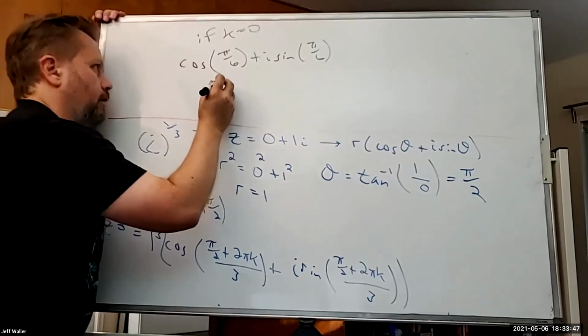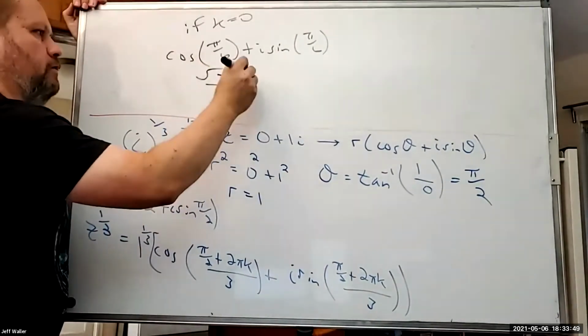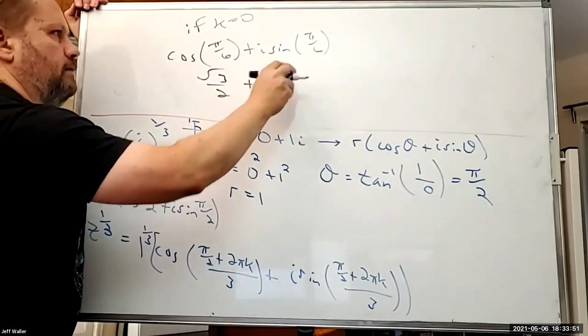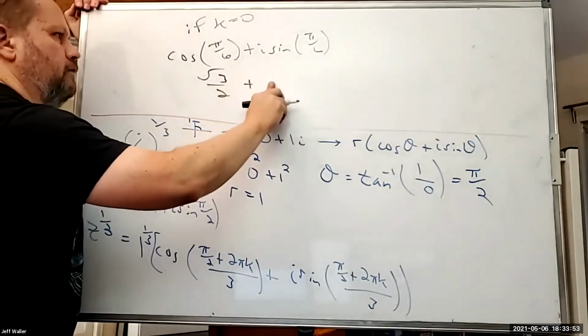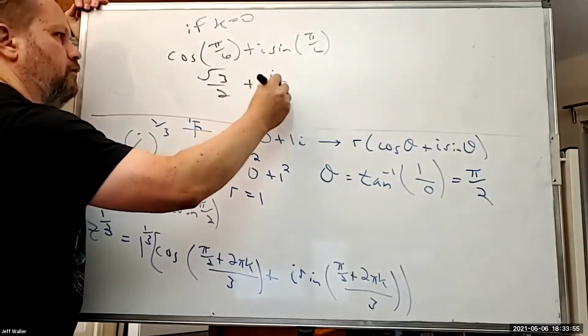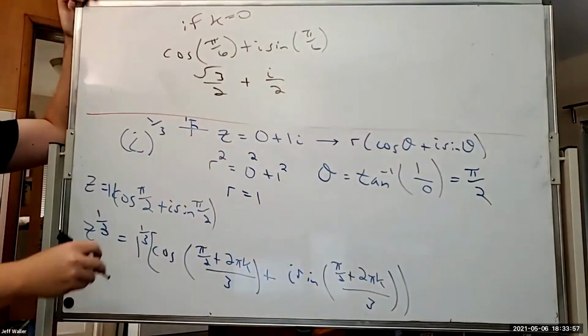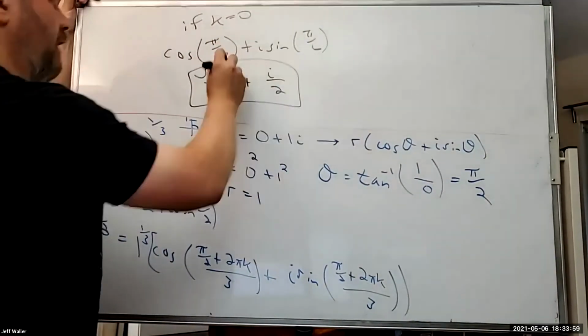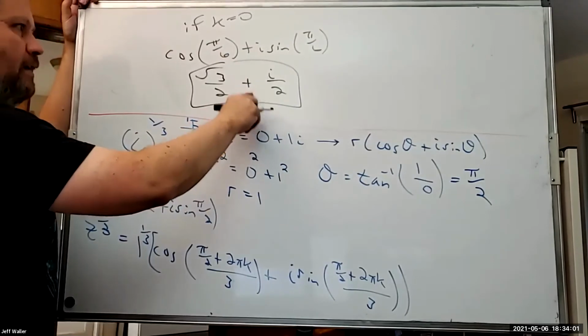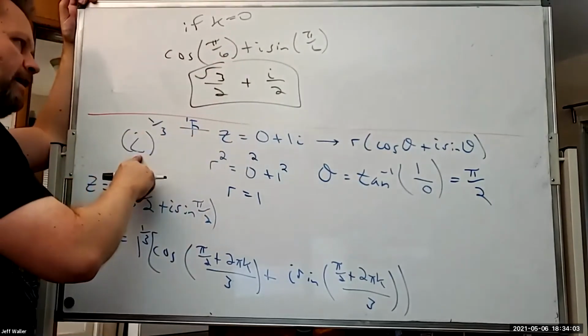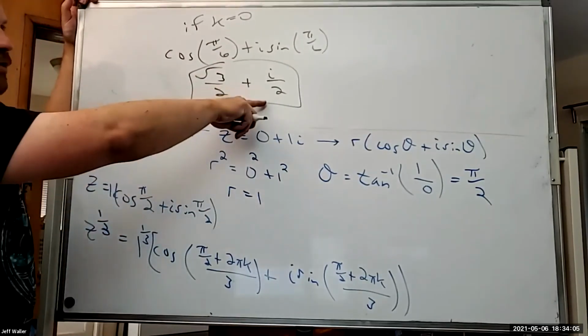Root 3 over 2. Plus i sine of pi over 6, which is 1/2, so this will be i over 2. So that if I cube this, my answer will be i. That's what that means. That's one of the cube roots of i.